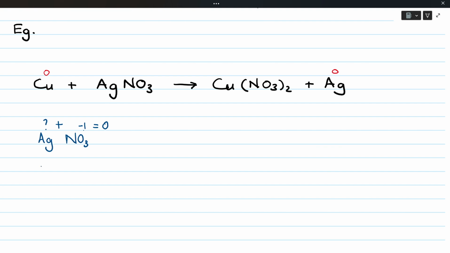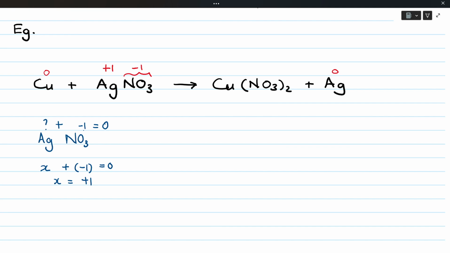So this is a normal equation that we can use. Let's call the question mark x plus -1, giving me 0. So x plus -1 equals 0. X must therefore equal +1. So from here we figured out that silver is +1 and NO3 as a unit is -1.